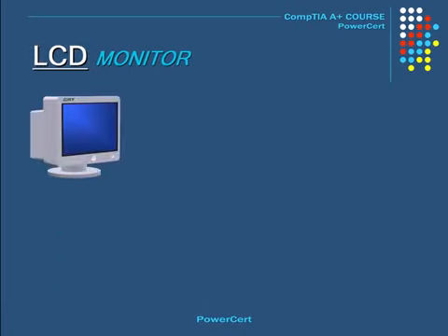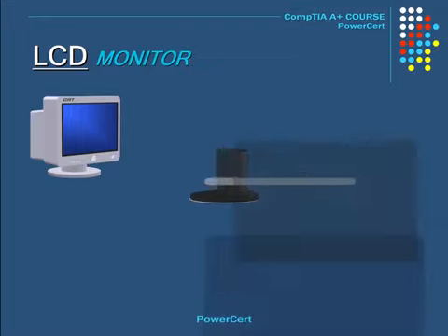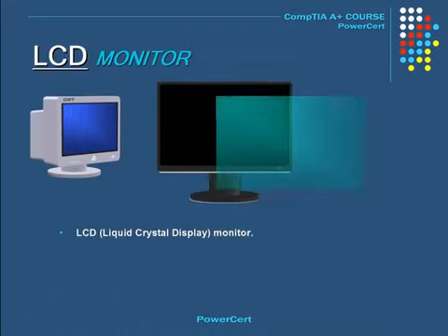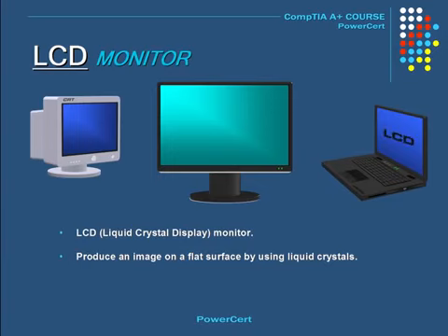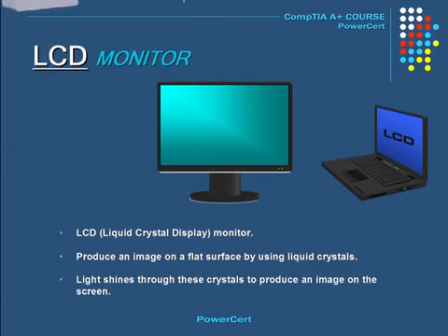Another type of monitors are LCD, which stands for liquid crystal display. LCD monitors produce an image on a flat surface by using liquid crystals. Light shines through these crystals to produce an image on the screen, and it uses filters to produce different colors. LCDs were first used in laptop computers, and now have made their way to the desktop marketplace and have completely replaced CRT monitors. They are lighter, thinner, use less power, and take up less space than CRTs. LCDs are also known as flat panel displays.